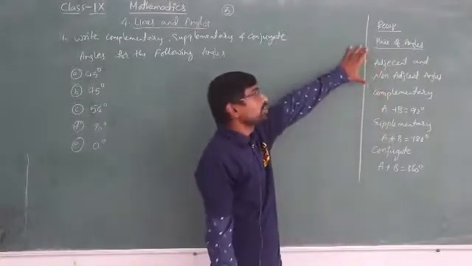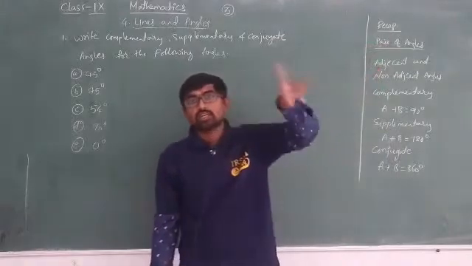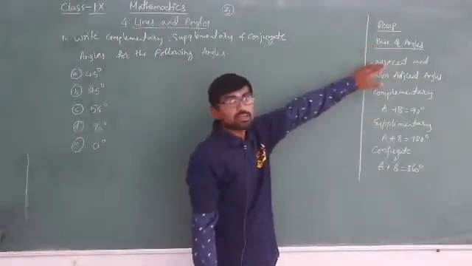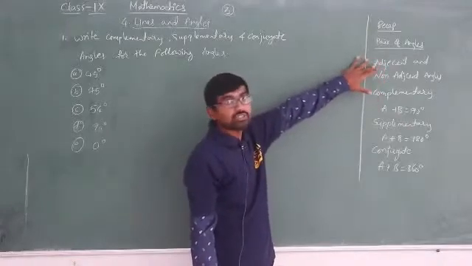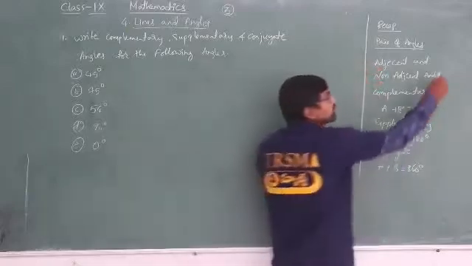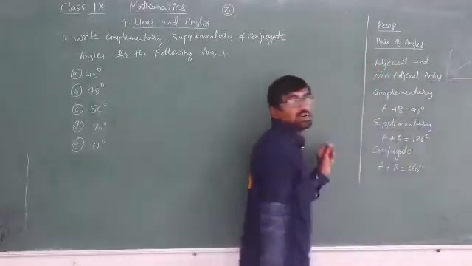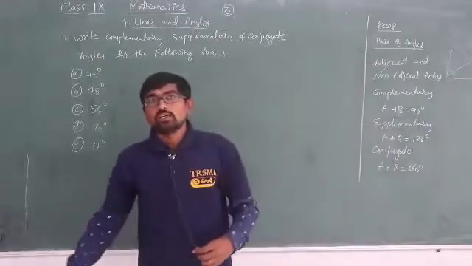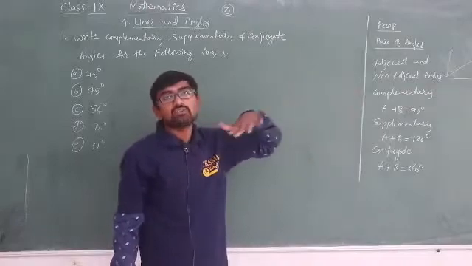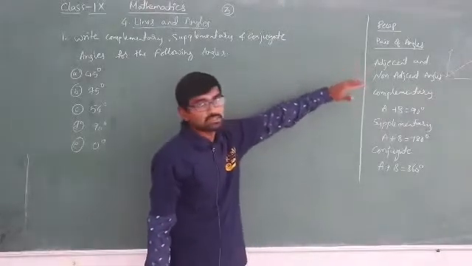We have discussed pairs of angles, isn't it? In that we have also discussed what are the pair of angles. Pair of angles, we are taking two angles and comparing them. That comparison is in the form of adjacent or non-adjacent angles, isn't it? What are adjacent angles? I have already told you, if two angles have one common arm, then the two angles are called adjacent, and if they are not having any common arm, then they are called non-adjacent angles.